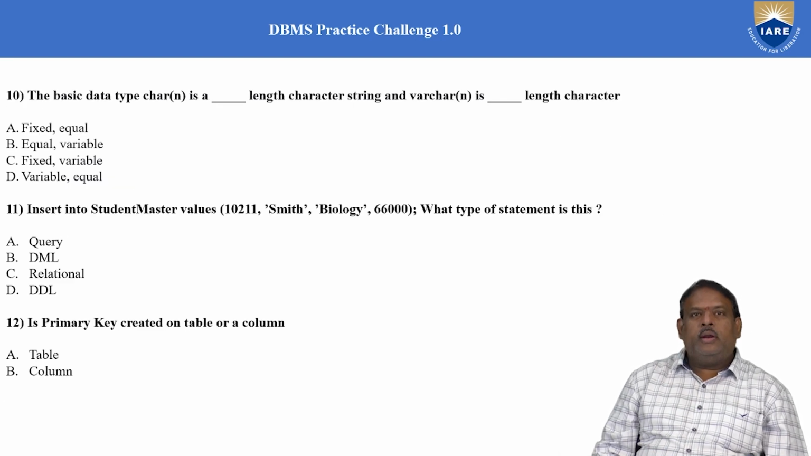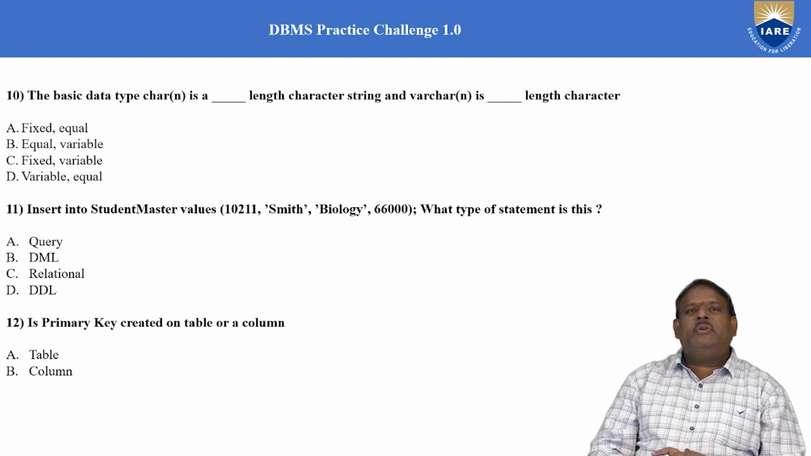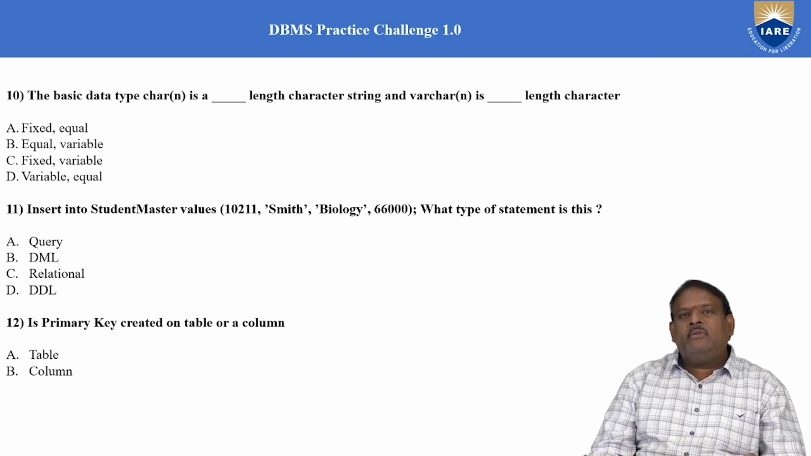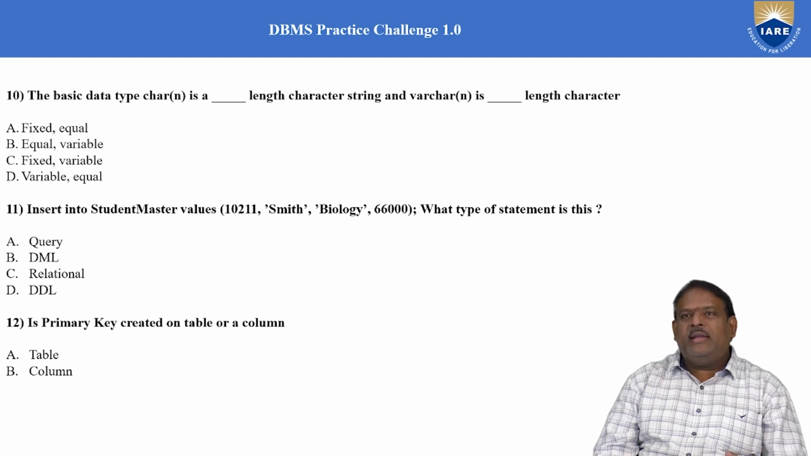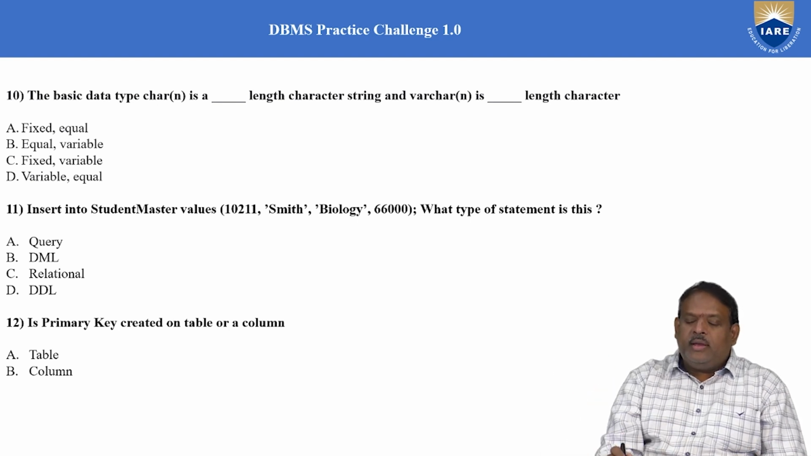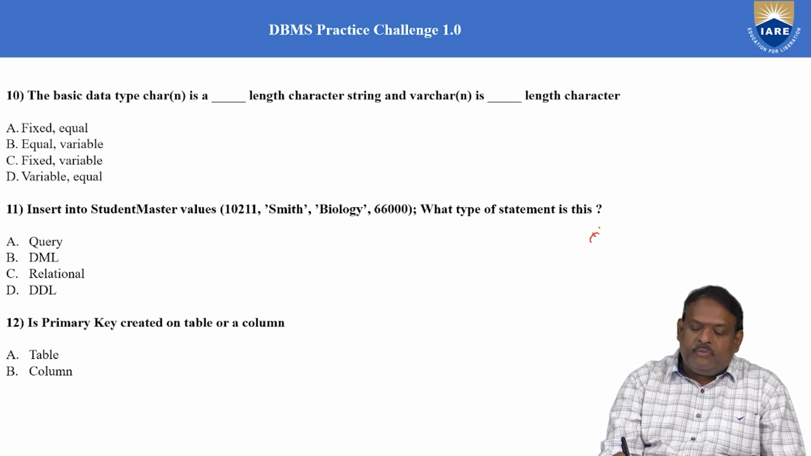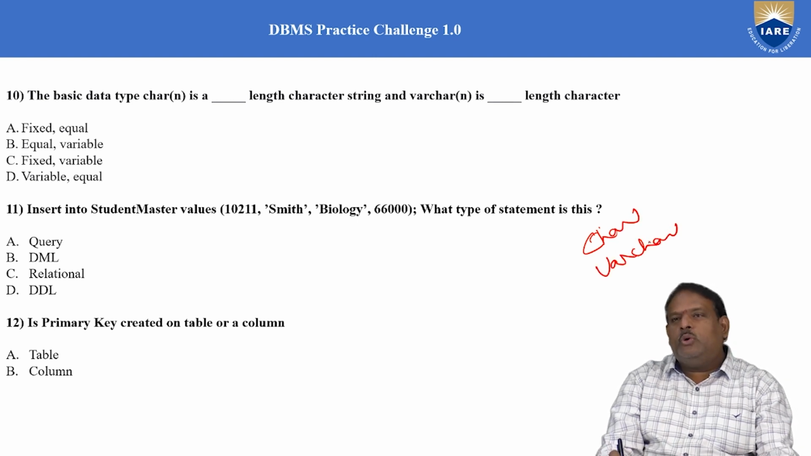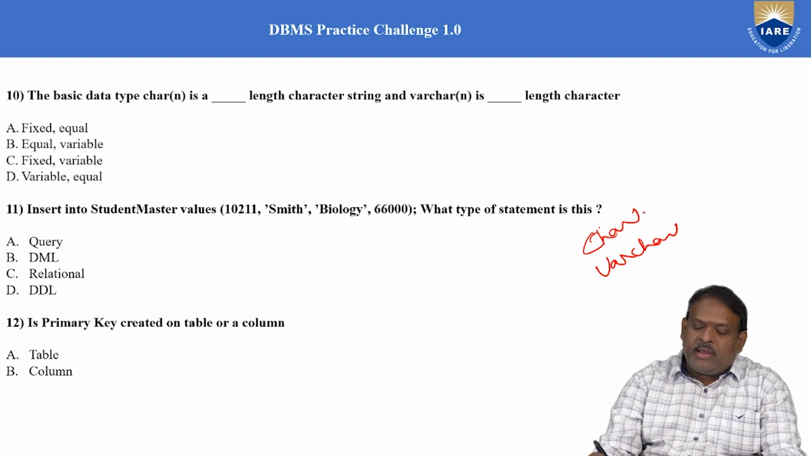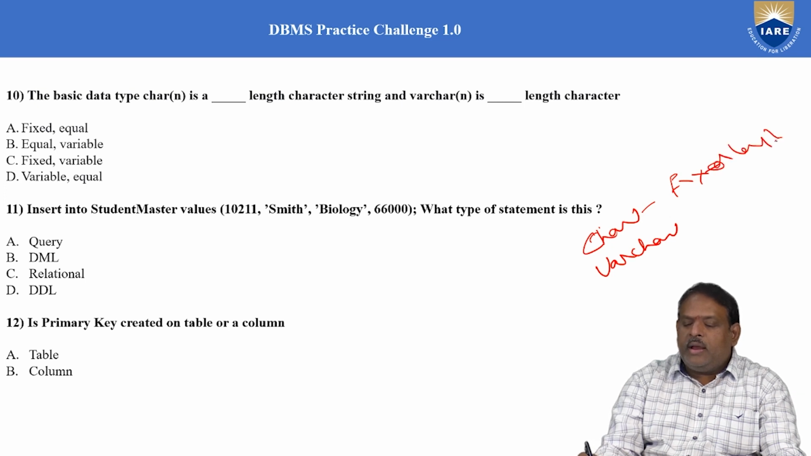DQL is the only command used to retrieve data from the table. Next question: the basic data type char(n), where n is a size, is a dash-length character string, and varchar(n) is a dash-length character string. Here we are trying to see the difference between char and varchar. Both hold character data, but char is fixed length, and varchar is variable length.